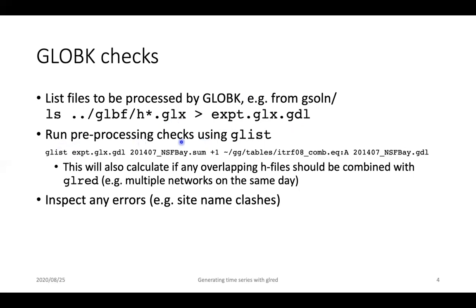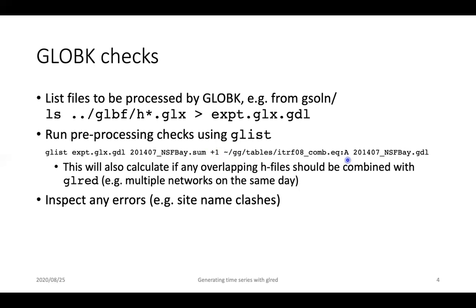We can then run our pre-processing checks using glist. An example glist command would be something like this. We have an input list of H files that we just created by listing these H files into one text file. We can specify an output summary file that gives us some basic information like how often each site occurs, the time period over which each site was observed, the longitude and latitude and the height and things like that. We could specify a direction in which to sort the output file. So here +1 would be in chronological order, -1 would be in reverse chronological order. This is not necessary unless you want to be explicit.